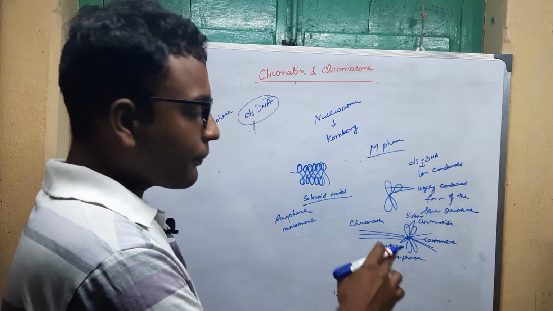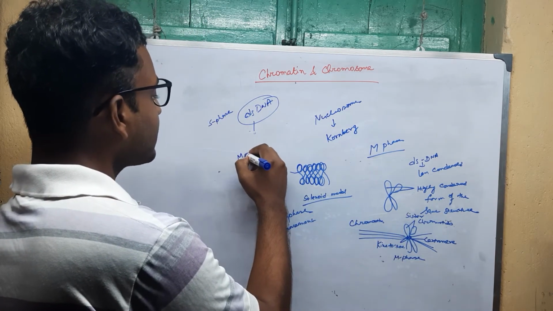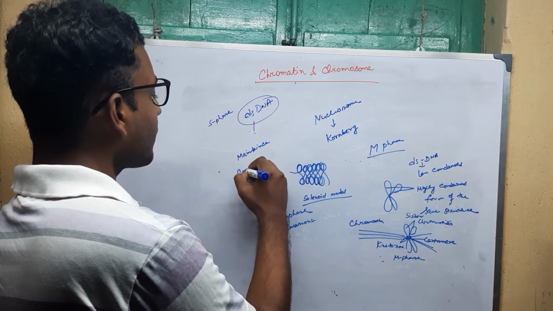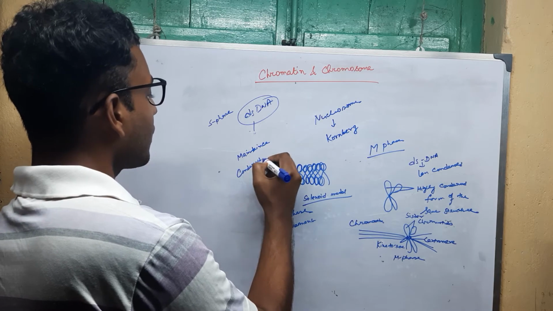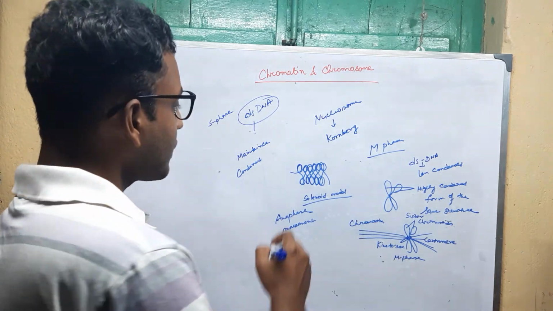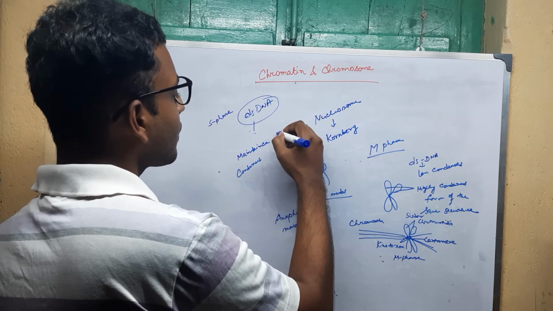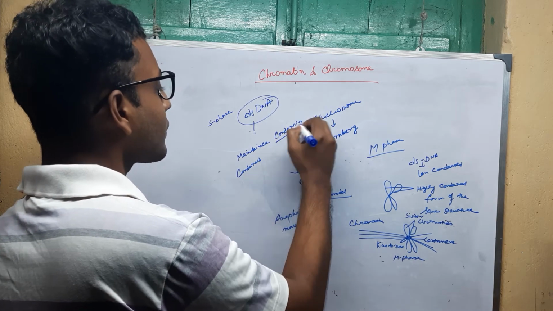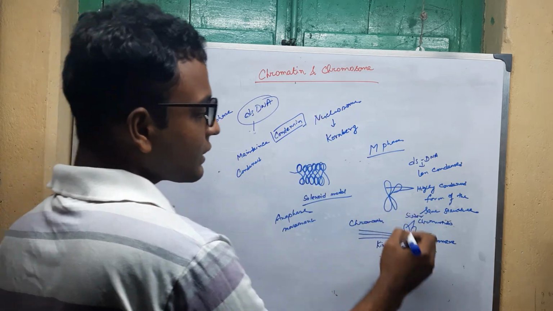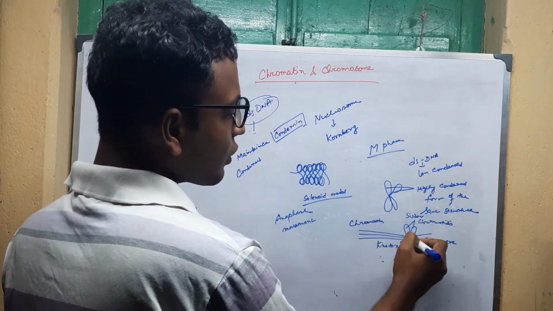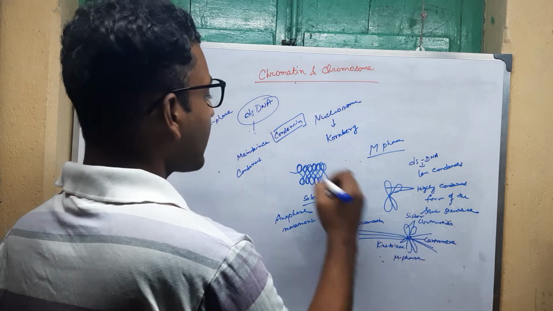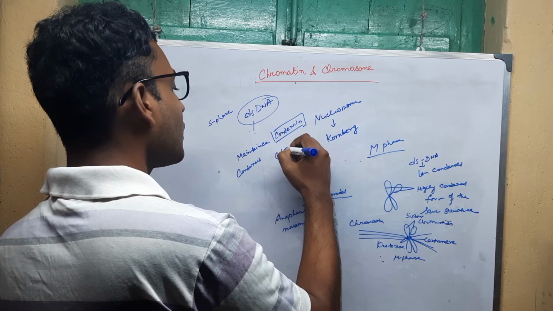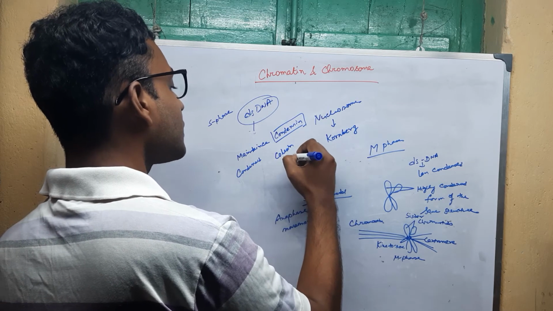The chromosome maintains its condensed form with the help of proteins known as condensin, and these sister chromatids get attached with each other by the help of cohesin proteins.